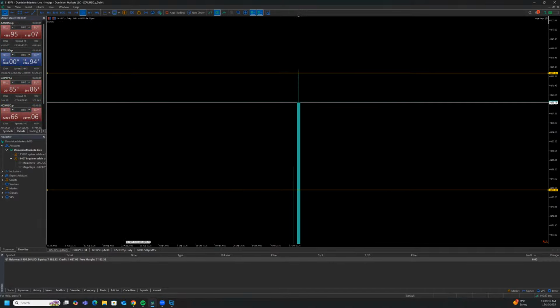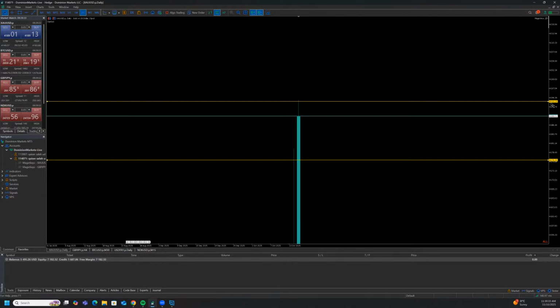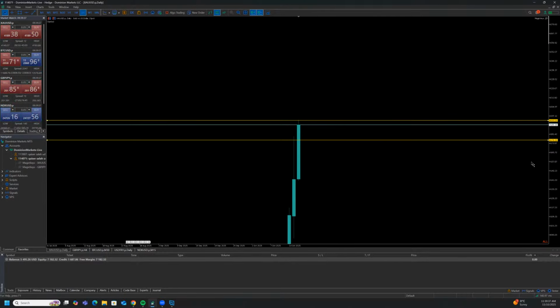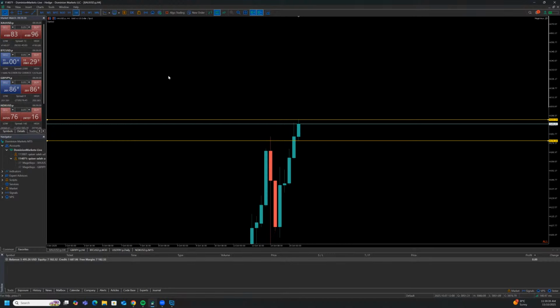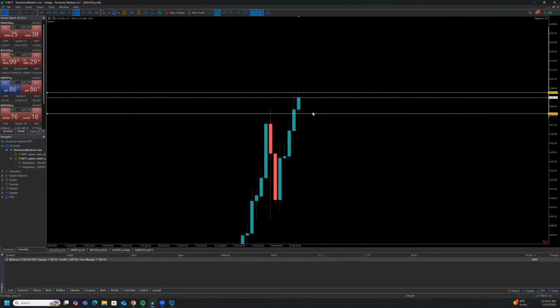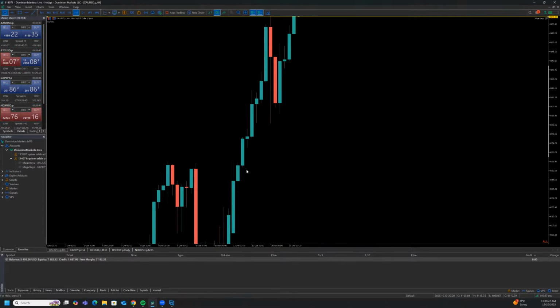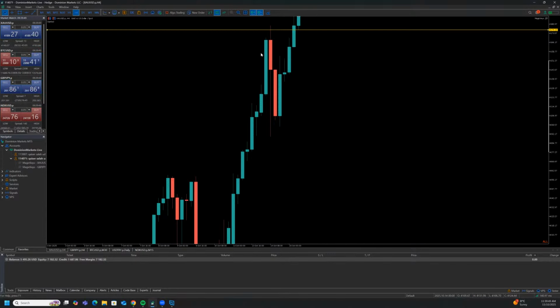What's going on with gold? Gold is still continuously pushing to the upside. Look at this daily time frame. Wow. Let's quickly jump from daily to H4. H4 is continuously pushing to the upside. Look at this one. Before that, it's continuously printing bullish candles.